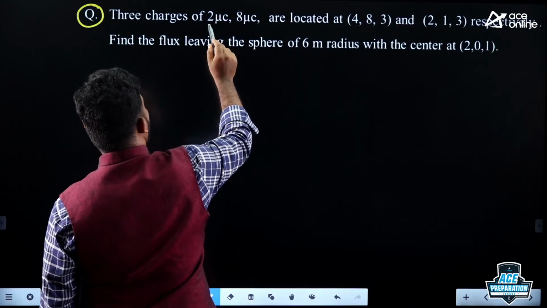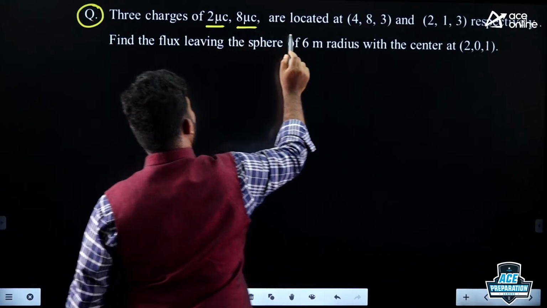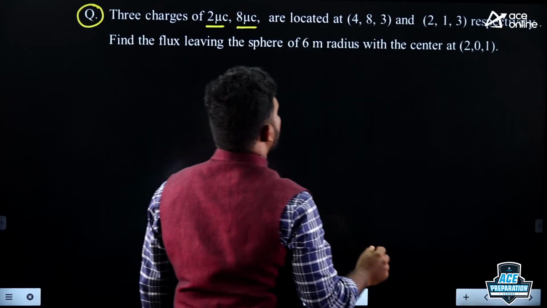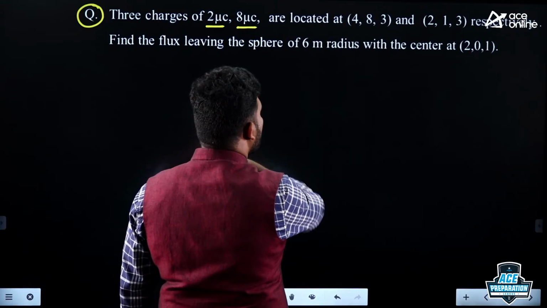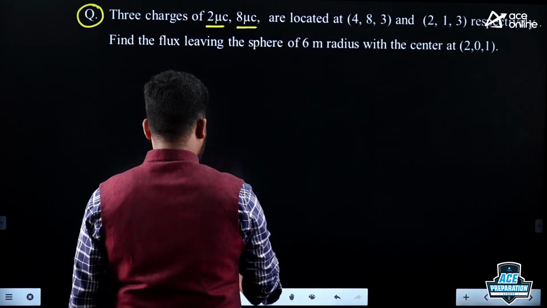Three charges of 2 microcoulombs, 8 microcoulombs. Three charges here, 2 microcoulombs, 8 microcoulombs. Let me add one more charge. It's missing.